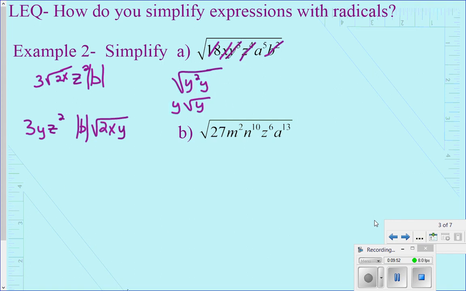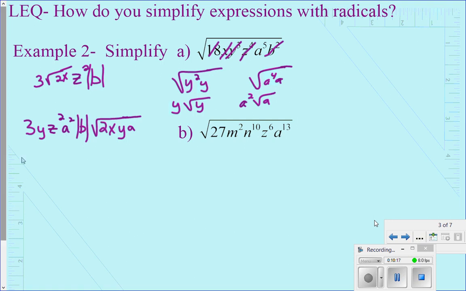Now, same thing with the a's. I want to break that down into something I can divide by 2 evenly. So that's going to be 4, and then I have 1 left. So the square root of a to the fourth is a squared times the square root of a. So I'm going to extend my square root, put an a there, put an a squared in the front, and that is it.